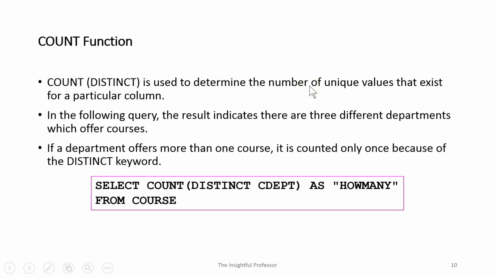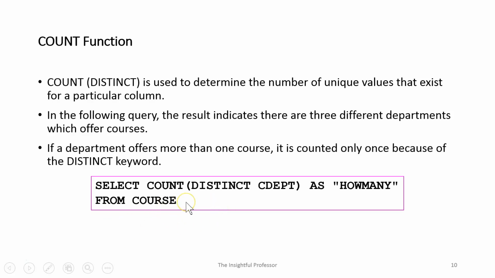Now, the count distinct is used to determine the number of unique values that exist in the column name that we specify immediately after the distinct word. So down here we're saying count distinct C department. When we apply the count function to C department and inject the distinct keyword as an additional argument, it will only count each department one time regardless of the number of instances of that department within the rows of the table under consideration.